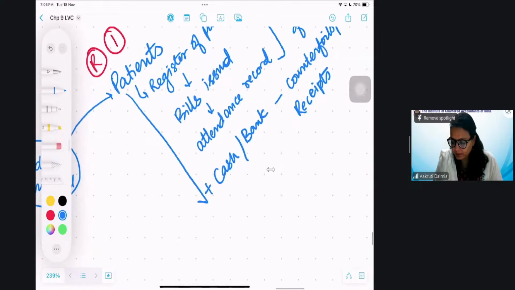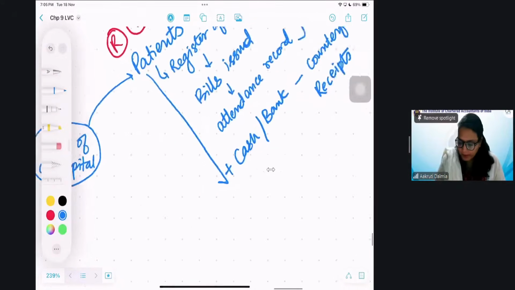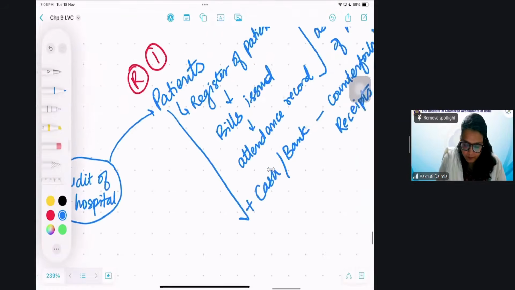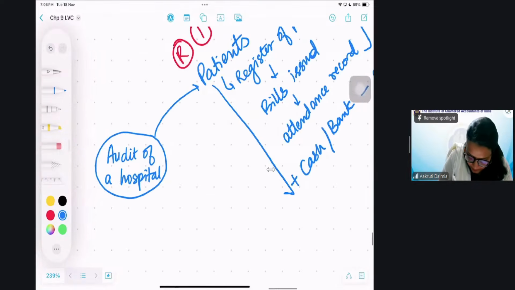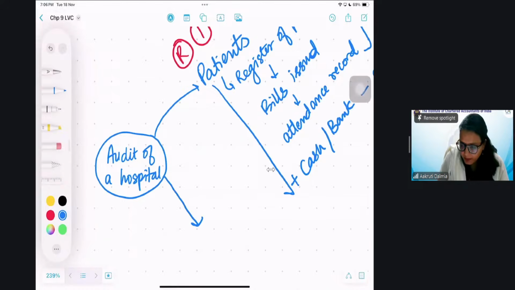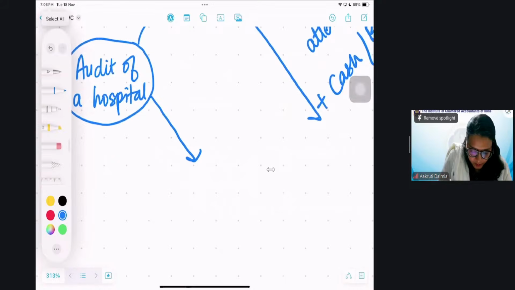This much is clear? Okay. So patience, this is one of the most important things. Then what can be other receipts? We are still doing R. The other receipts, again in case of hospitals, can be donations.